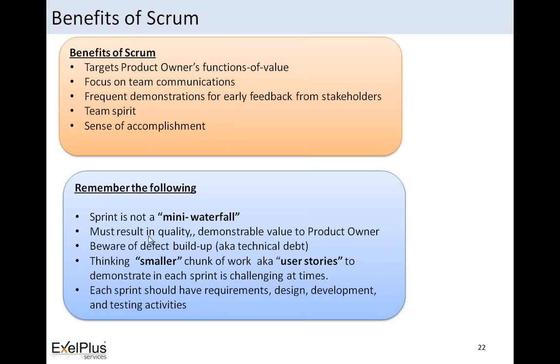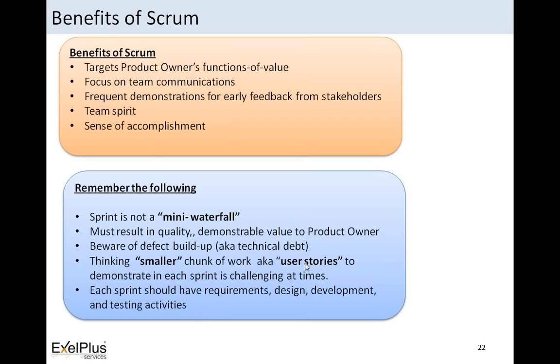Whatever is given to the customer must have the expected quality and should demonstrate value to the product owner. Next, as the team delivers user stories in each sprint, there are chances of open issues getting piled up. So the technical debt and defect buildup have to be taken care of; the technical debt should not increase as you go to the subsequent sprints.